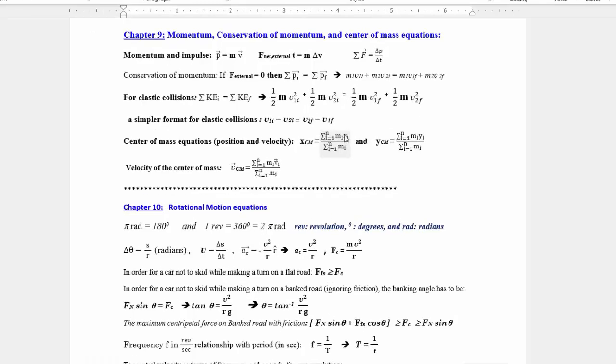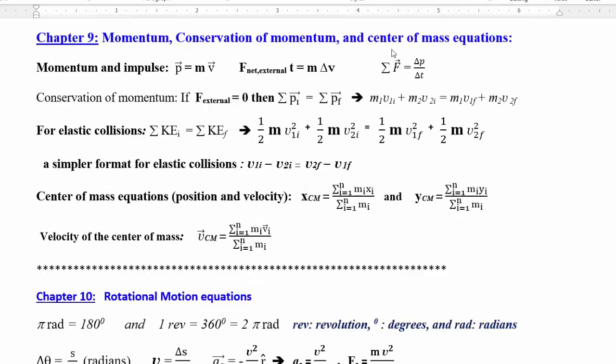Initially, I'm going to go over those formulas and what they mean, because if you understand the equation, you'll be able to use it in the right place. And if you don't understand it, you'll use it in the wrong place. Chapter 9 is about conservation of momentum and the center of mass equations.